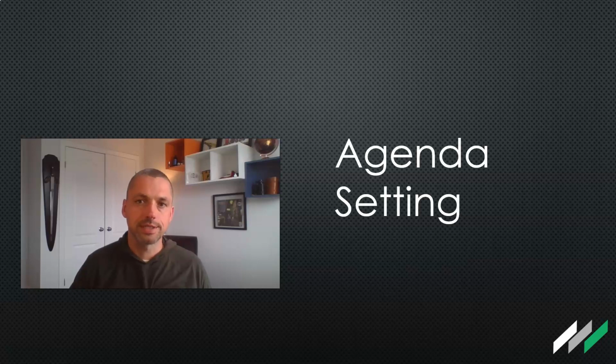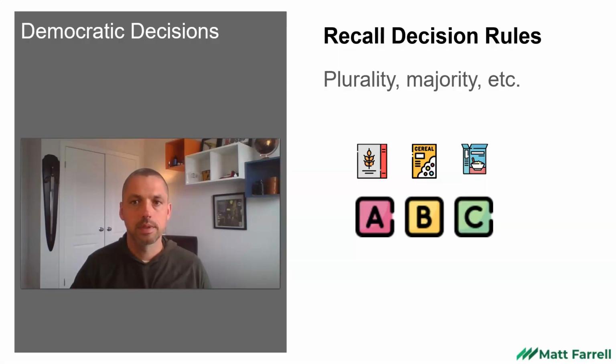In this video, we're going to discuss agenda setting. If we recall, we've previously discussed the idea of decision rules. You might have a range of different options to choose from, and then people vote. The winning option might get a plurality, might get a majority, it might need unanimity. There can be different rules for making the decision among different options.